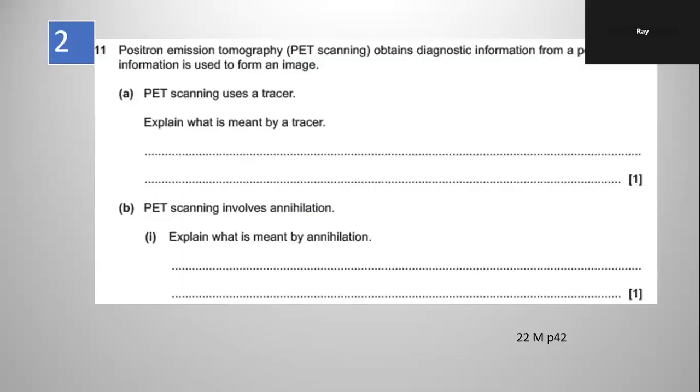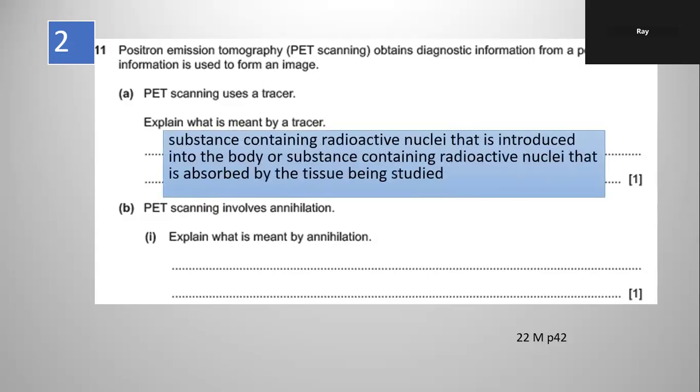This one is February March 2022, paper 42. Positron emission tomography, PET scanning, obtains diagnostic information used to form an image. PET scanning uses a tracer. Explain what is meant by a tracer. Same as before. A substance containing a radioactive nuclide that is introduced into the body. Either that, or you can write a substance containing a radioactive nuclide that is absorbed by the tissue being studied.